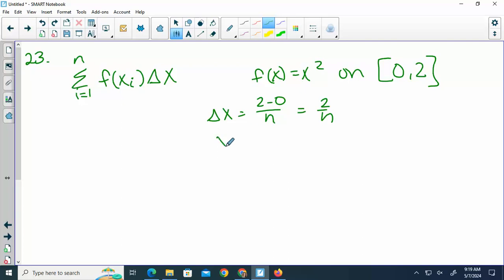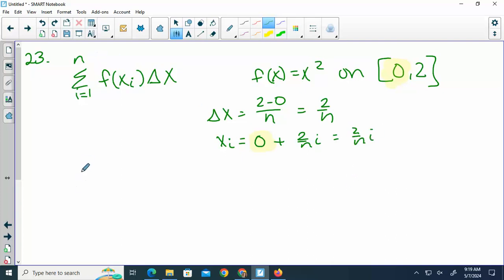Then we have to find our x sub i. X sub i is our starting point, which was 0, plus the change in x times i, because you're adding up multiples of that. So that would just simplify to 2 over n times i.